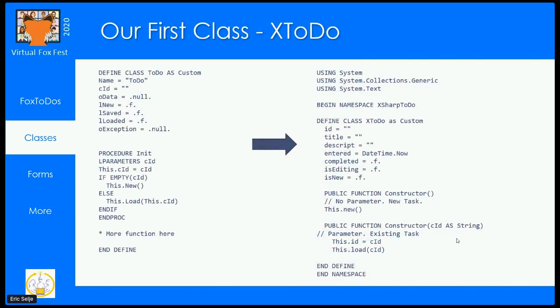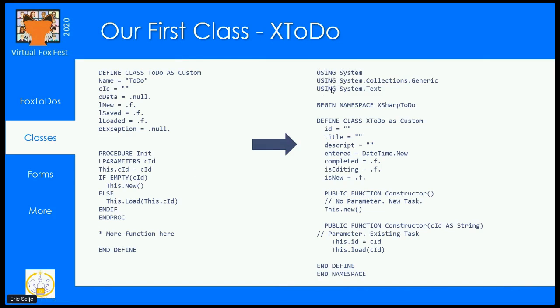right here. So here's our first class that we're going to convert over from FoxPro. Here it is in FoxPro on this side. Here it is in XSharp on this side. And you should notice quite a bit of similarities with the XSharp code over here. We have a defined class as custom. That's important. A couple things that are different you'll notice right off the bat is in XSharp we have this using up at the top. And what's that all about?